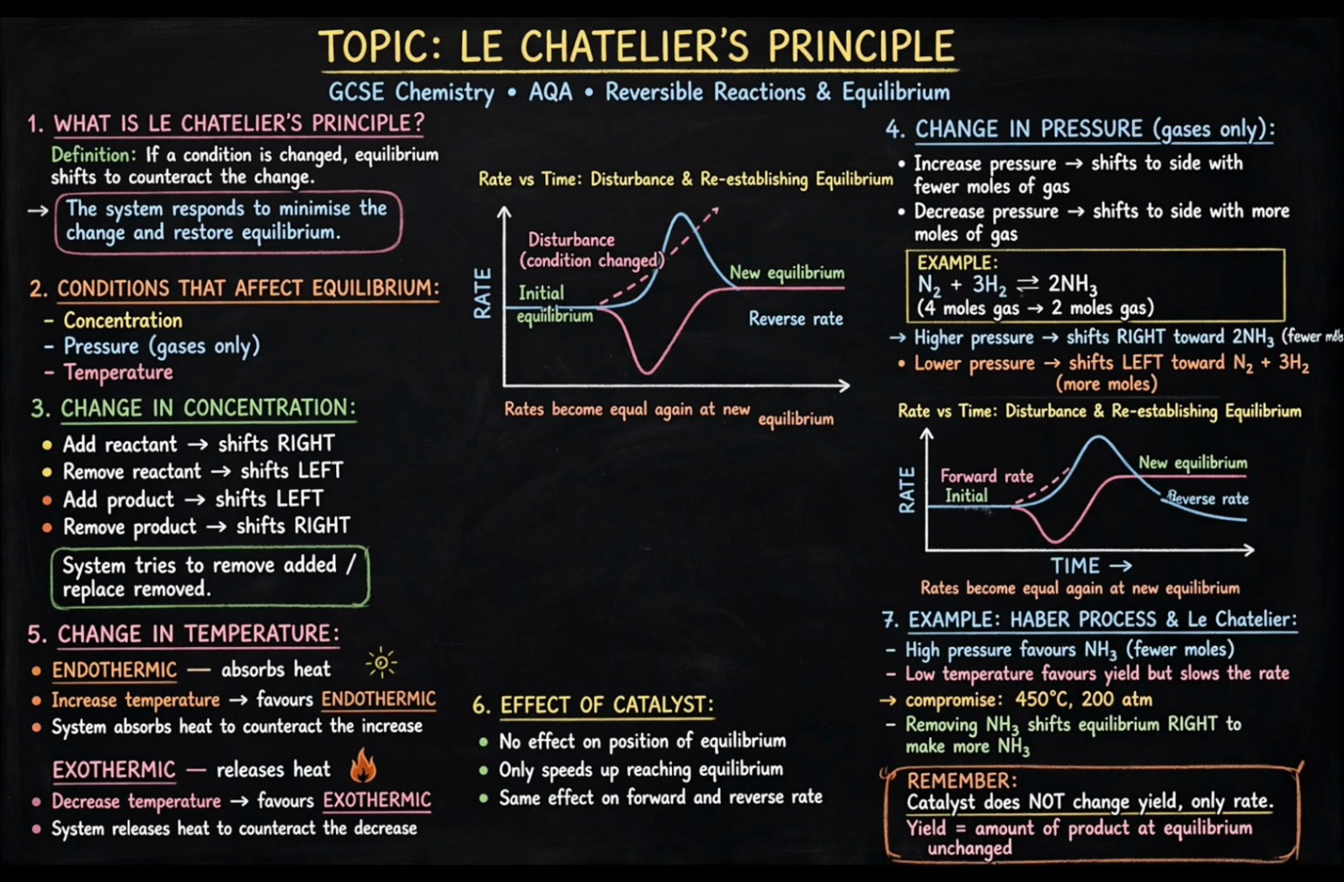Effect of catalyst. No effect on position of equilibrium. Only speeds up reaching equilibrium. Same effect on forward and reverse rate. Yield, the amount of product at equilibrium, is unchanged.